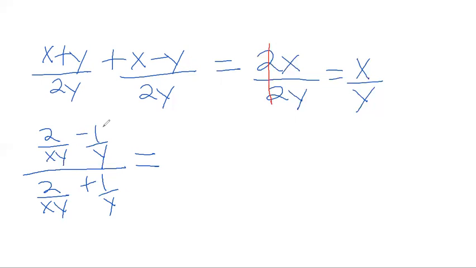So we have 2 over xy minus 1 over y. Well, again, the only way we can add and subtract fractions is if they have the same common denominator. My denominator here is xy, here it's y. I had to multiply this by an x so I can get xy. So x and x. The 2 stays, and negative 1 times x is negative x. So it becomes 2 minus x all over xy.